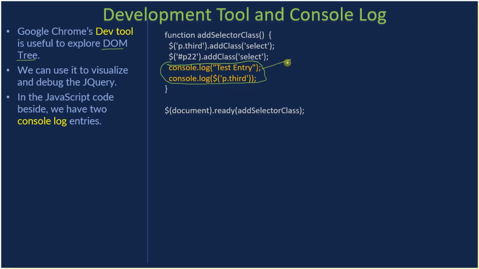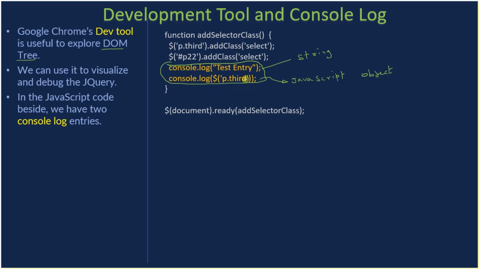So here in the first entry, if you see, we are just placing a string message, but here we are again making a call to $, right? This is the jQuery instance. To that we are passing p.thread. That means select the element p which contains a class attribute thread. So what it will do, it will walk the DOM tree and return a JavaScript object. And we are logging two entries in the console window.